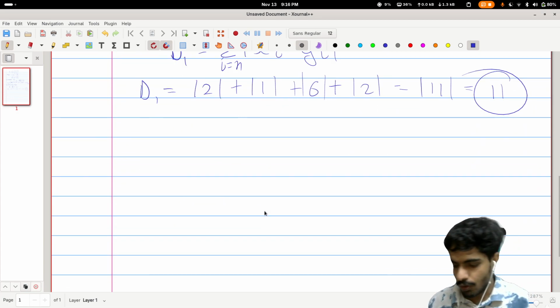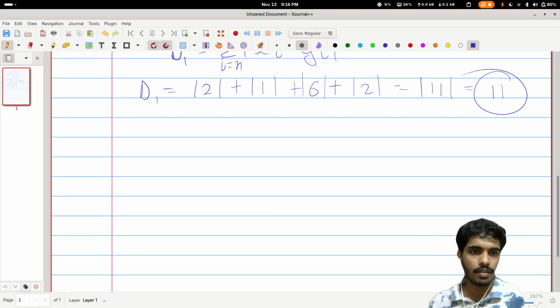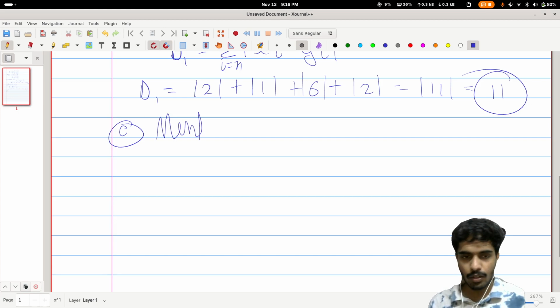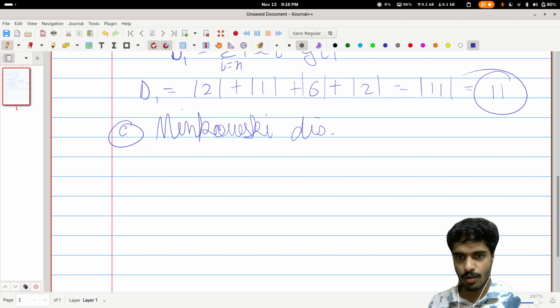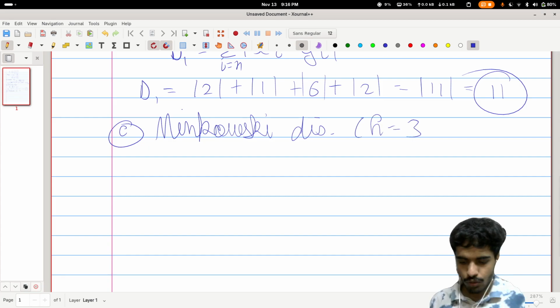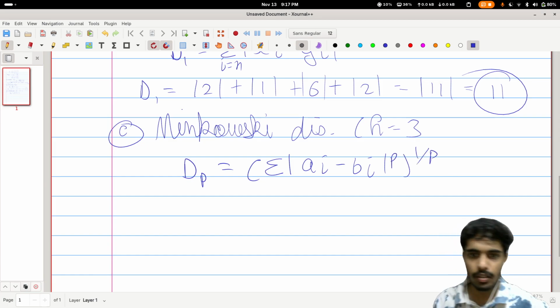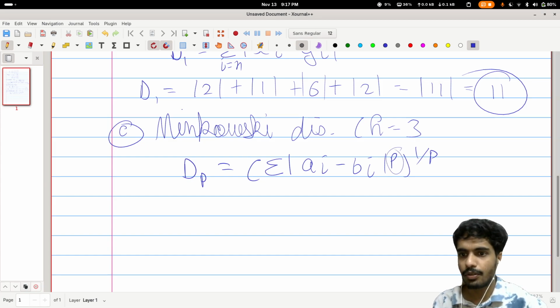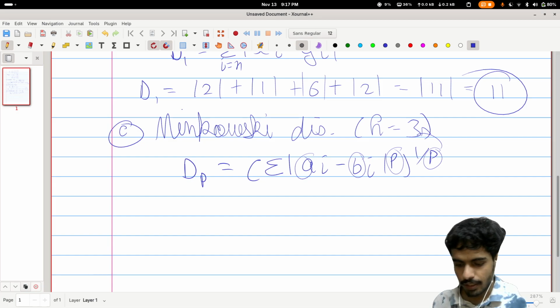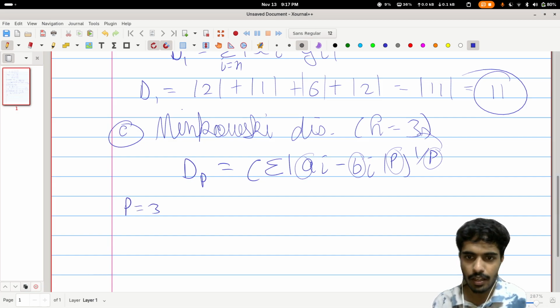The next thing which they want us to find is the Minkowski distance for h equal to 3, right? So the general formula for Minkowski distance is the summation of ai minus pi to the power p, whole to the power 1 divided by p, right? Inside this, the p value is h equal to 3, and a and b are the x and y, right? So if we plug in these values, p is equal to 3 and xi is the difference.